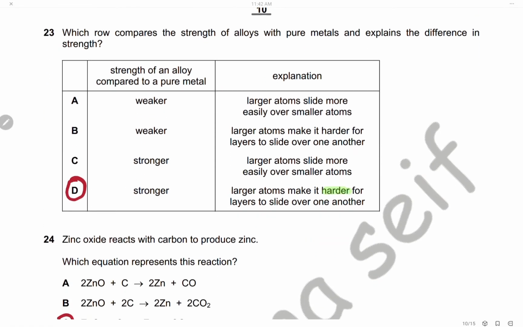Question 23. Which row compares the strength of an alloy with the pure metal and explains the difference in the strength? Of course, an alloy is harder and stronger than the pure metal, and that's because larger atoms make it harder for the layers to slide over each other, and the answer is D.